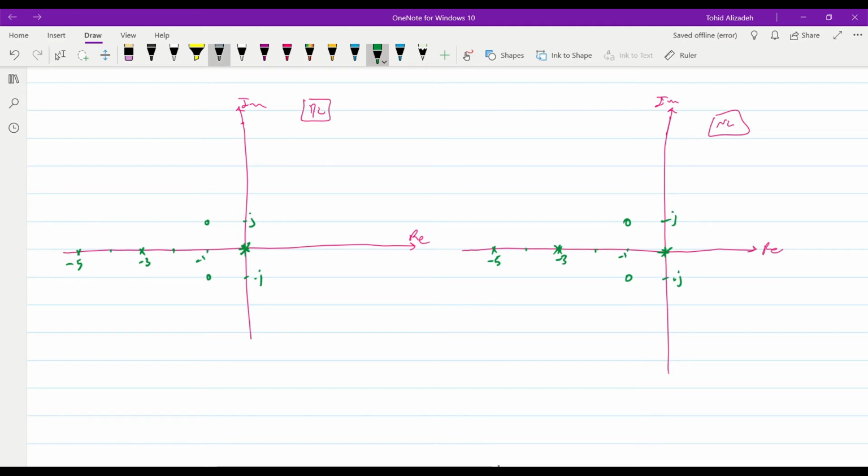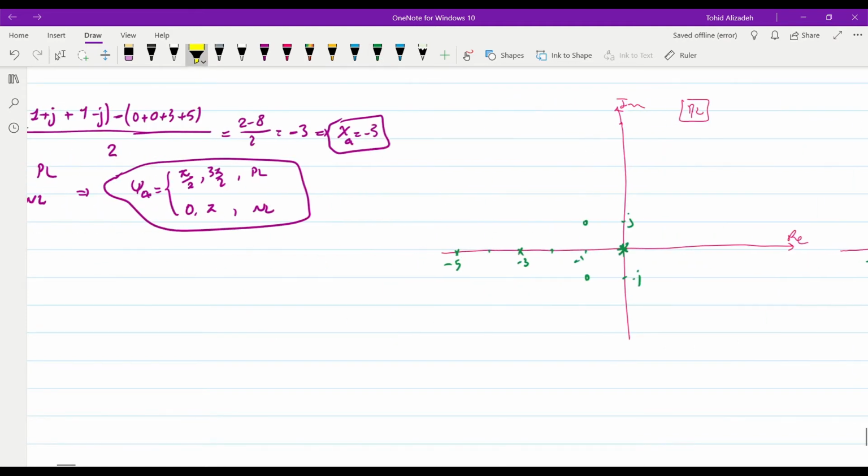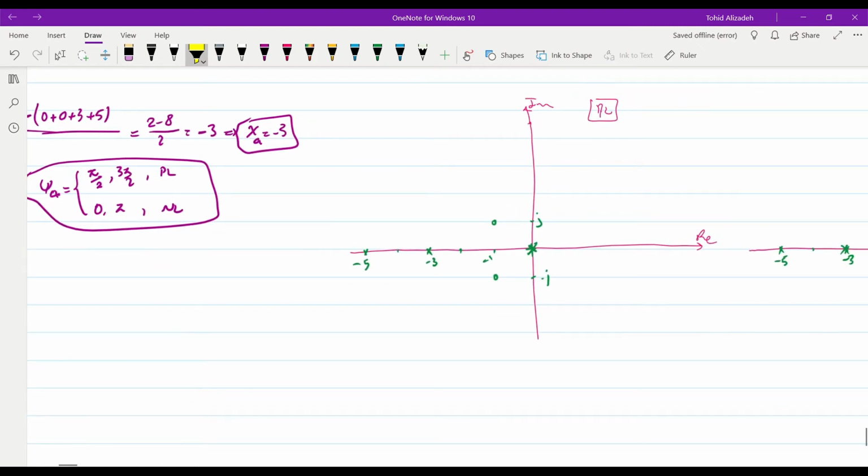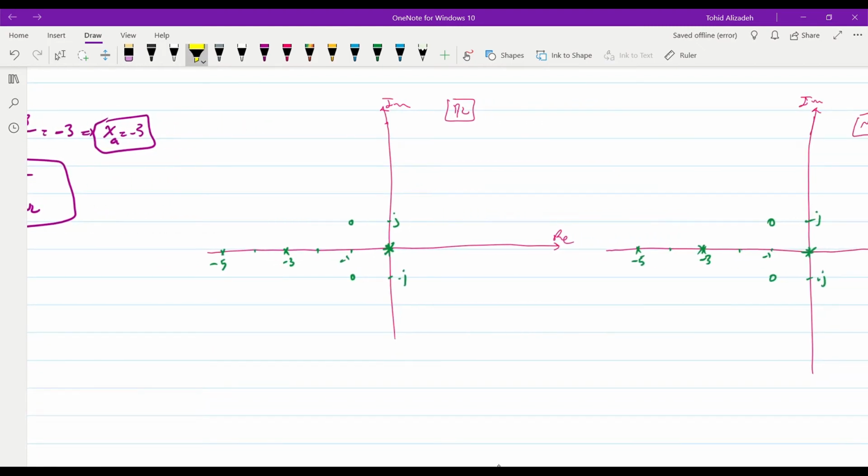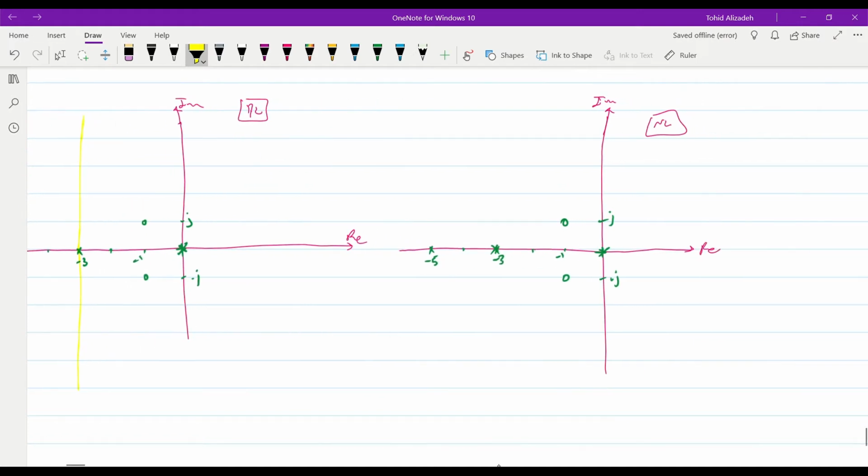We can draw the asymptote. The point of abscissa that we have got is -3, and we have the angles. So there will be an asymptote like this for the positive locus, and the second one like this. And for the negative locus, we'll have it on the real axis.